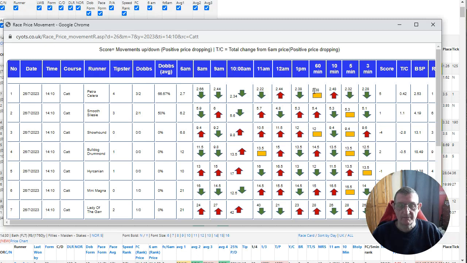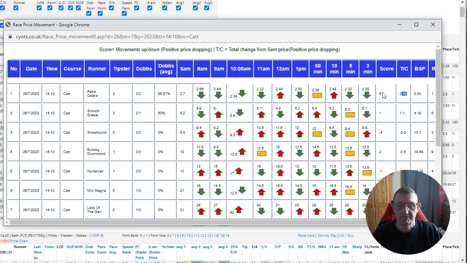If it stays the same, then it doesn't get anything, a 0, and we end up with scores like 5 and 1. And 5 tells us that the price has pretty much come down during the day. It's moving in that direction. For a comparison, you can see that at 6 a.m. it was 2.7. At 3 minutes before the off, it was 2.28. So it moved 0.42 altogether. So not a massive difference in price, but out of all of them in this race, that stuck out as being one that's dropping in price, and that would have been my selection.